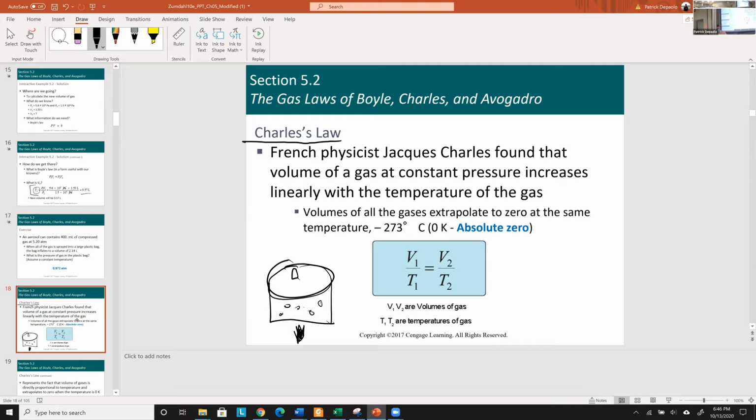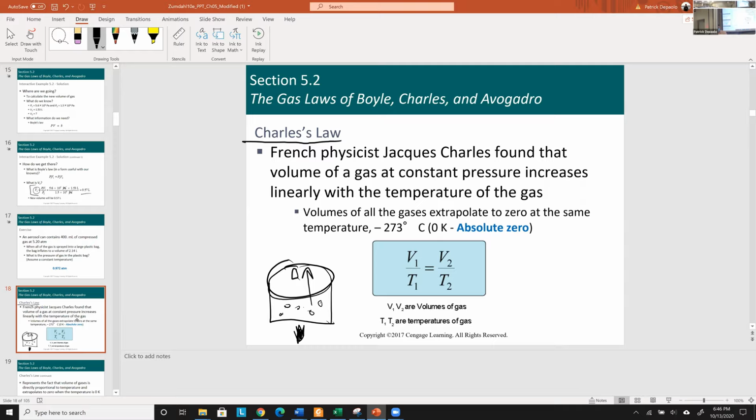So what will happen is, if this piston is left to float freely, the gas molecules will speed up. Once they speed up, they're going to start to create more pressure. In order to alleviate that pressure and keep the piston at a constant pressure, the free floating piston will start to go up and the volume will start to increase. So the volume and the temperature are directly proportional to one another, meaning if the temperature increases, the volume is going to increase.